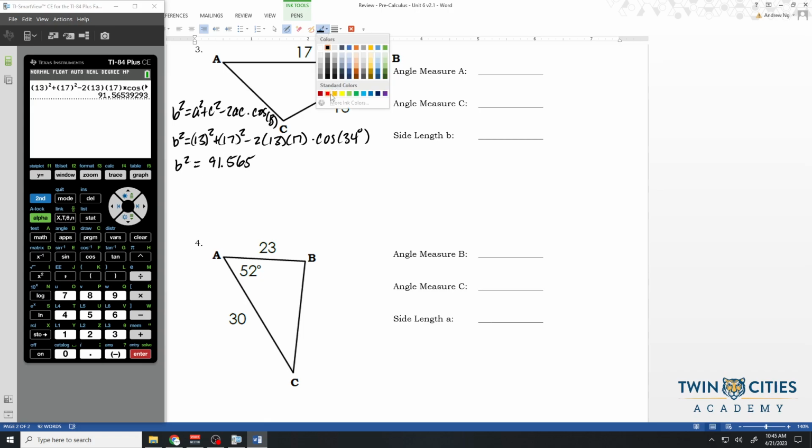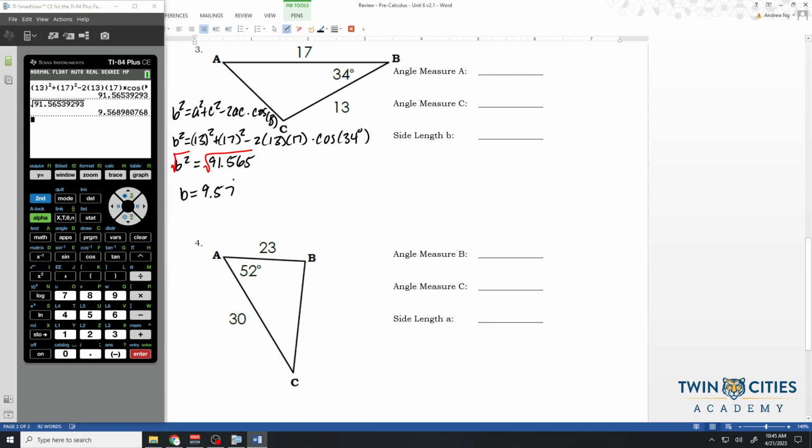And because this is b squared and I'm solving for b, we're going to take the square root. So b is equal to the square root of this is 9.5689. We'll just call it 9.57. So b is 9.57 here.